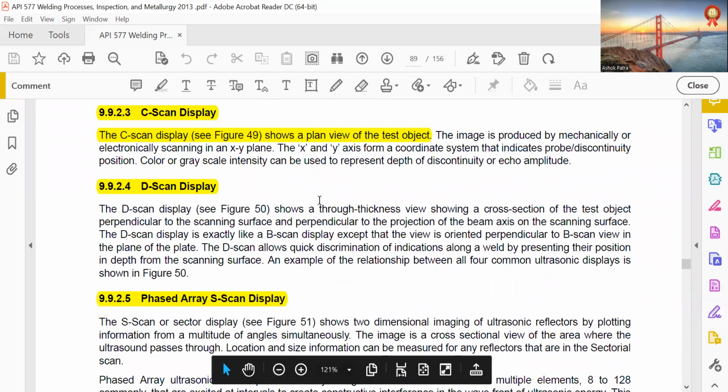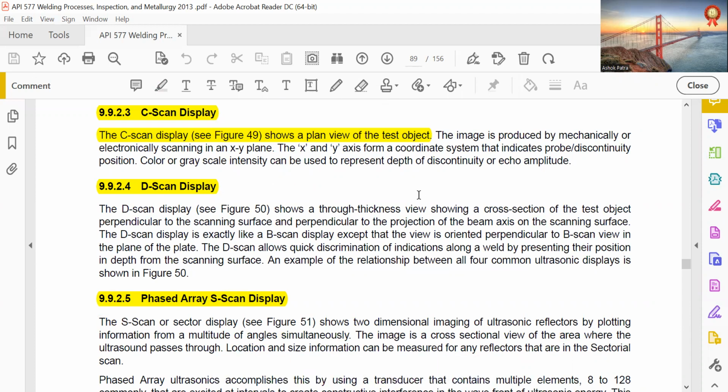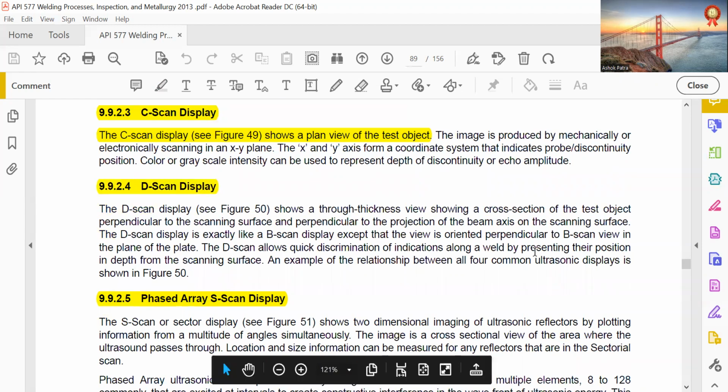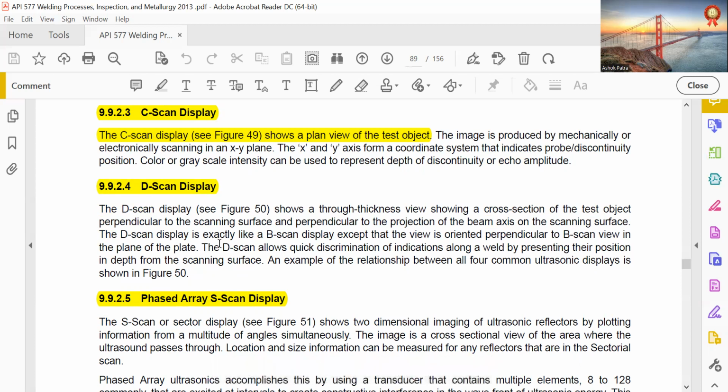D-scan display, figure 50, shows a through-thickness view showing the cross section of the test object perpendicular to the scanning surface and perpendicular to the projection of the beam axis on the scanning surface. D-scan display is exactly like a B-scan display except that the view is oriented perpendicular to the B-scan view in the plane of the plate. D-scan allows quick determination of indications along the weld by presentation of the position and depth from the scanning surface.